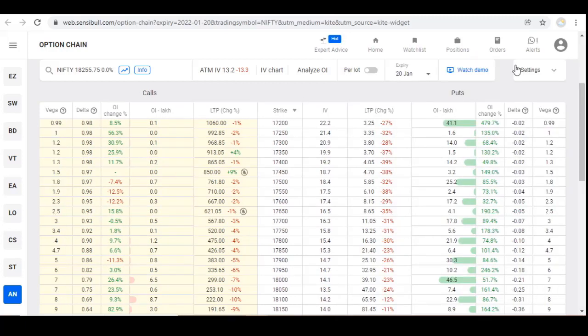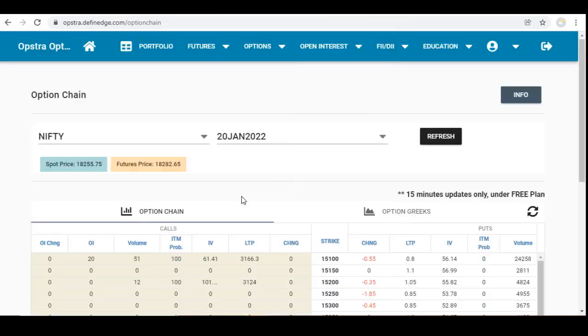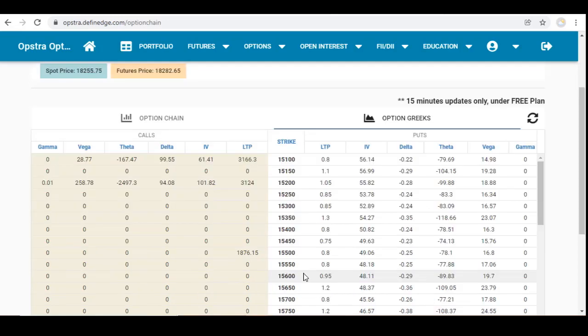And here you can see, similarly on Opstra, go to the option chain part of it, click open interest, go to option chain, and here you can see the option Greeks option. Once you click on this, you will get all the important Greeks at all the important strike prices.